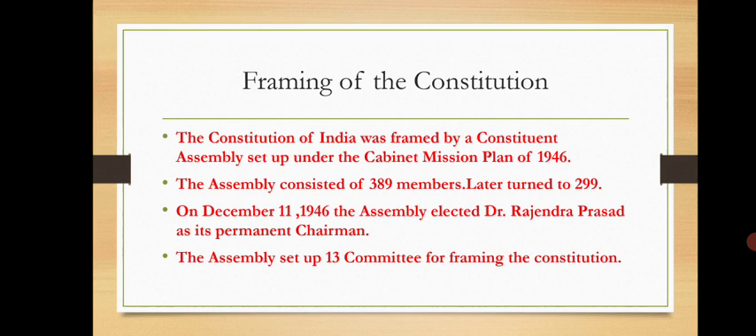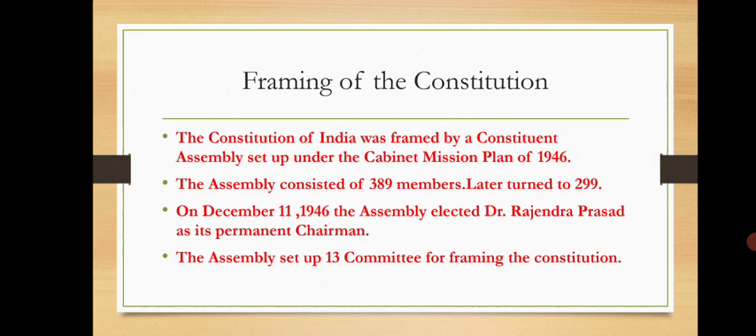Okay, so on December 11th 1946 the assembly elected Dr. Rajendra Prasad as its permanent chairman. So you have to remember the name Dr. Rajendra Prasad. He was elected as the permanent chairman of the Constituent Assembly. It is very important, note down these points. Dr. Rajendra Prasad was elected as the permanent chairman of the Constituent Assembly on December 11th 1946.